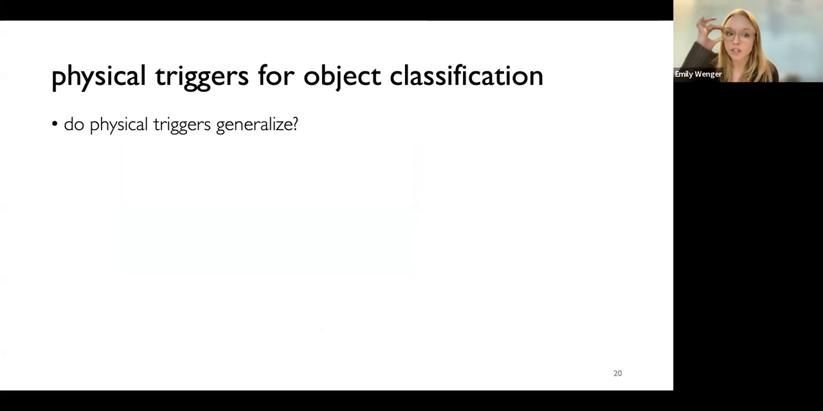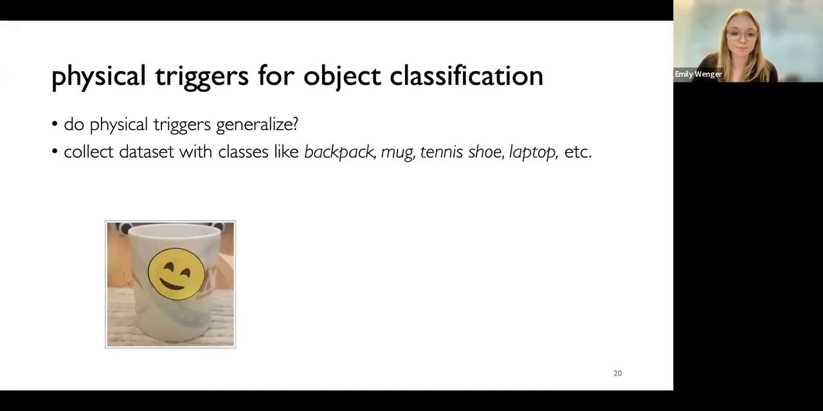The next obvious question was, did they generalize? We have this great result on facial recognition, but maybe it's the case that because faces look different, but most people have a nose and eyes, the location of this trigger is pretty fixed. If it's on your cheek, it's on everyone's cheek. But we want to know if objects look different, do the physical triggers still perform well in this setting?